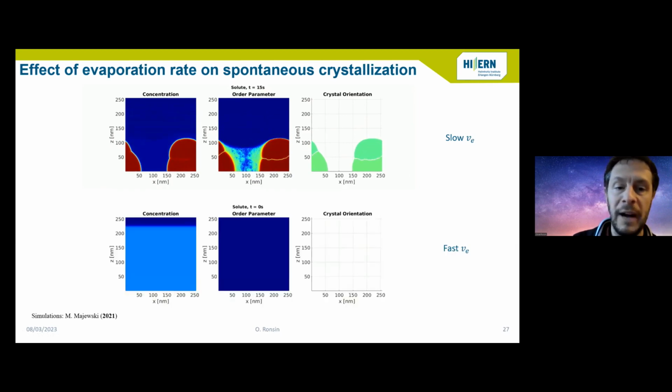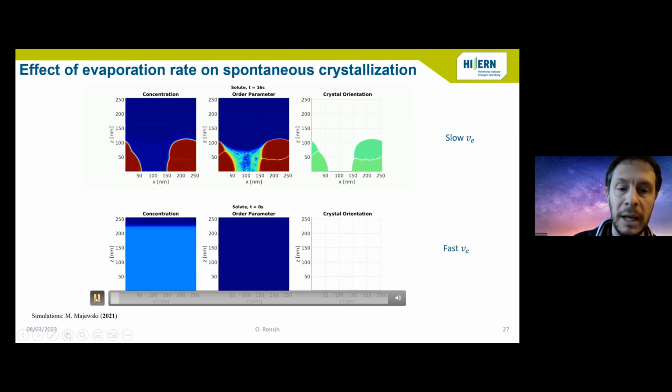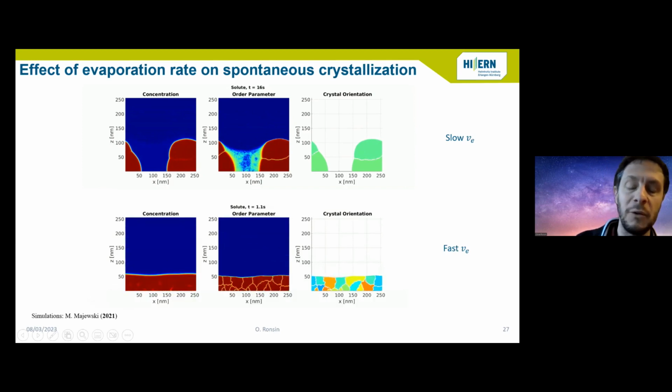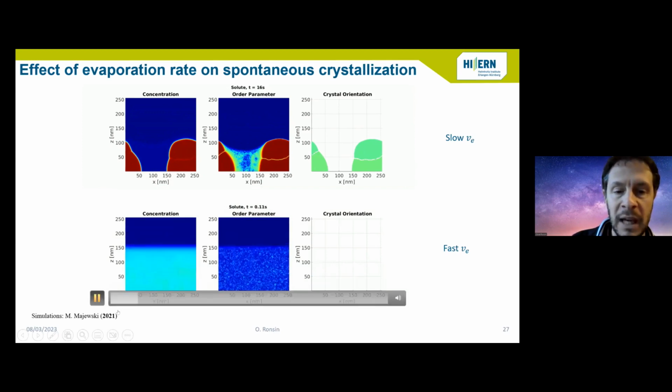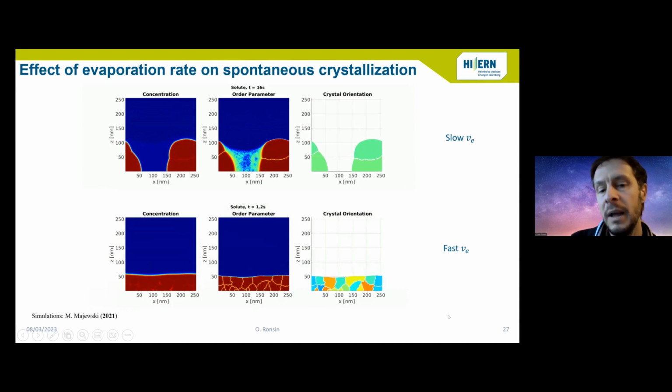Now, if you dry faster, and really, really fast, what happens is that the film, in that particular case, has time to dry before the crystals can form, and then they form in a dry film. So this is smooth, and they are much smaller.